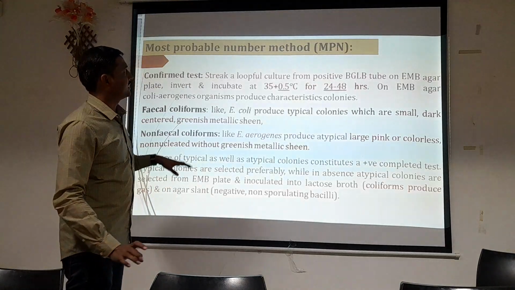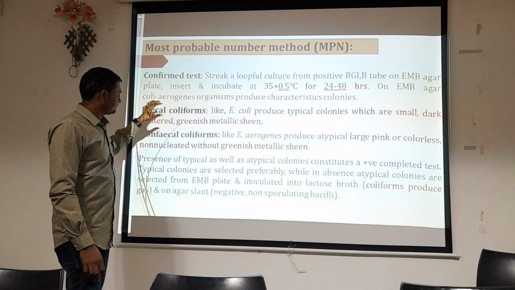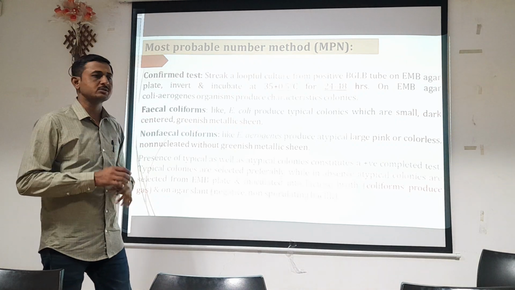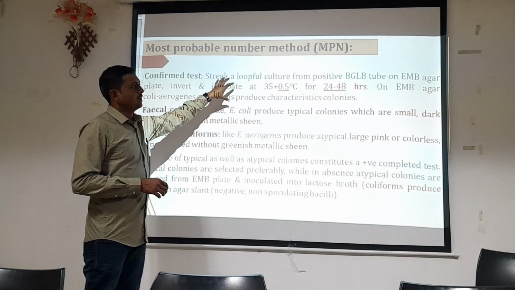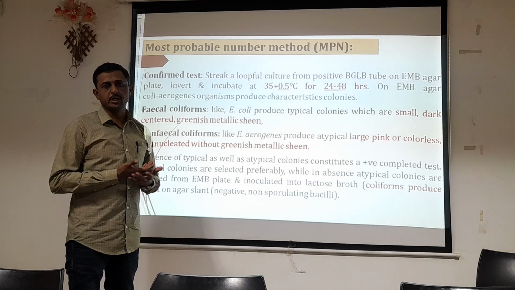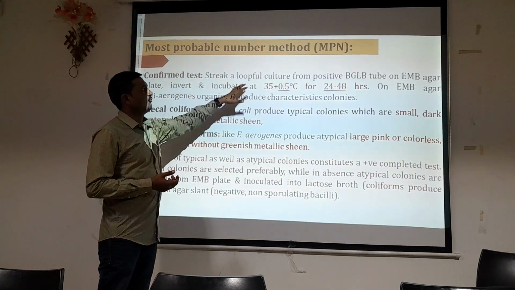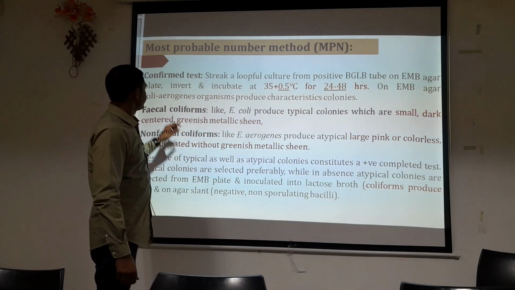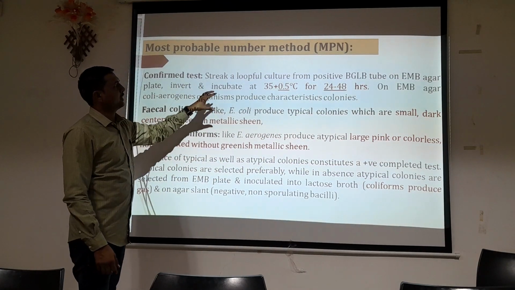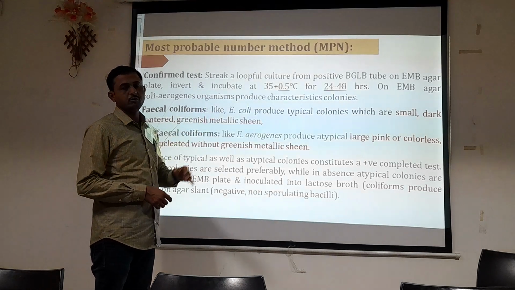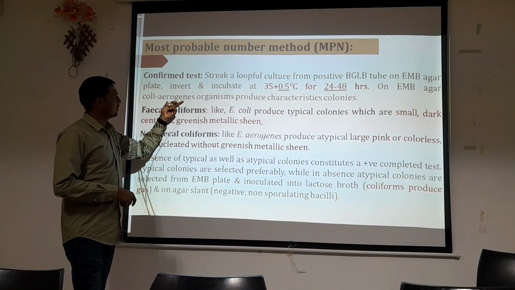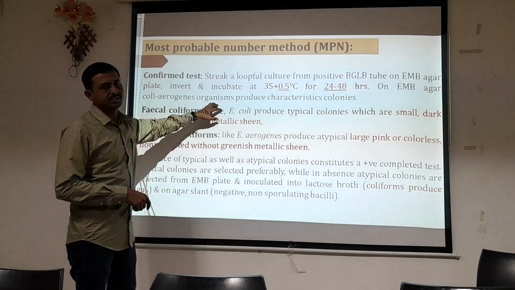In the third step, that is the confirmatory test, you have to inoculate the positive sample from the BGLB broth, which is used in the confirmatory test, on an EMB agar plate, that is solid media. Streak a loopful of culture from the positive BGLB tube on the EMB agar plate. Invert and incubate at 35 degrees Celsius for 24 to 48 hours. On EMB agar, coli and aerogenes organisms produce characteristic colonies.